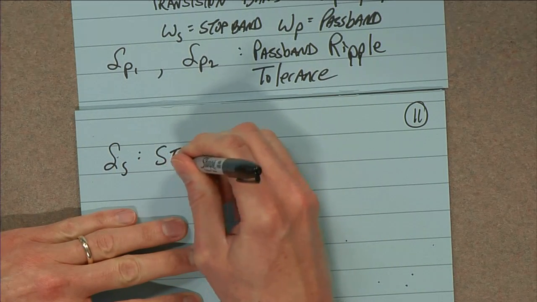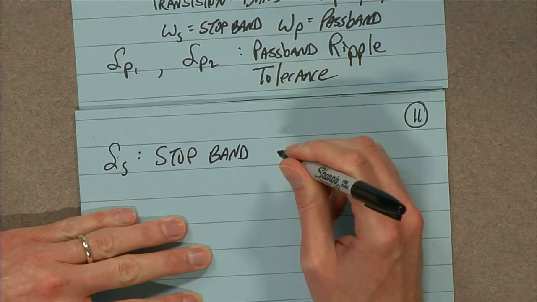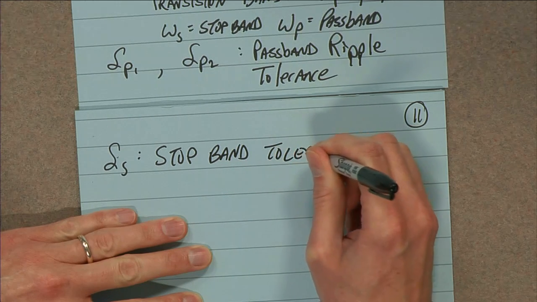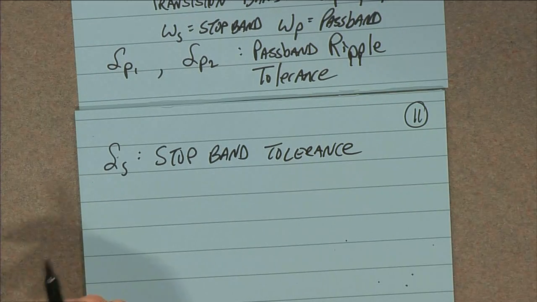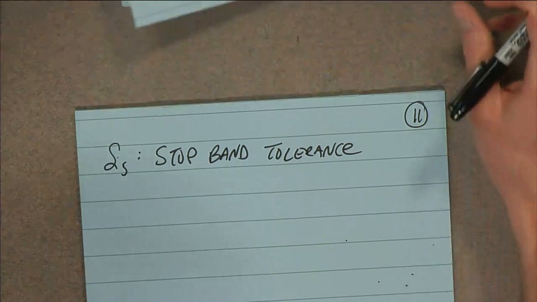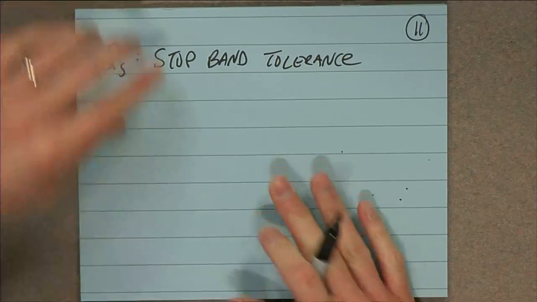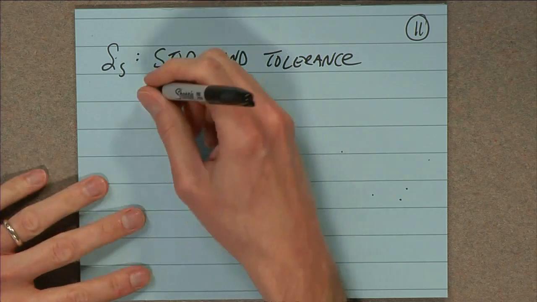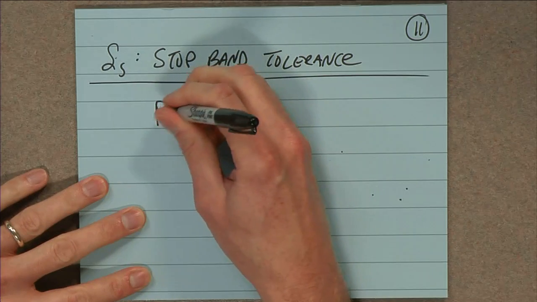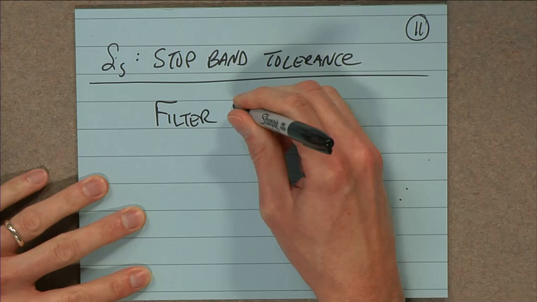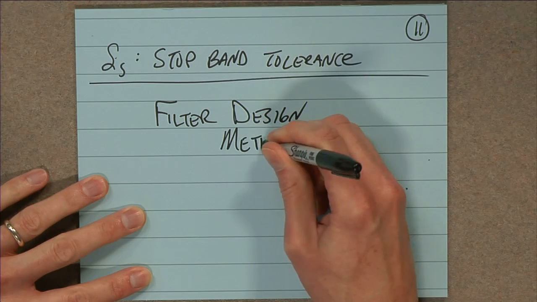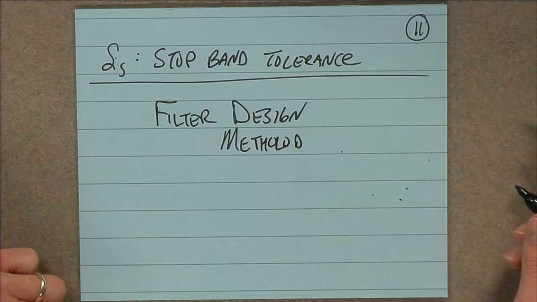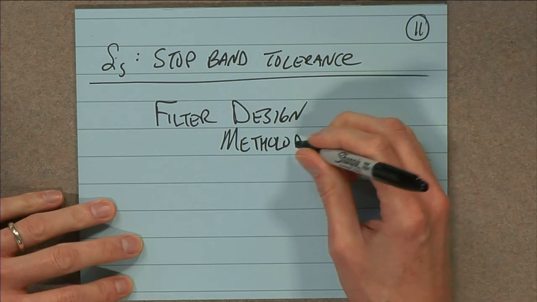And that is basically the stop band tolerance. So how much ripple can you tolerate in that band? So let's move over to talk about our filter design methodology. We're going to talk a little bit about, or show how to do, the Butterworth filter design methodology today.